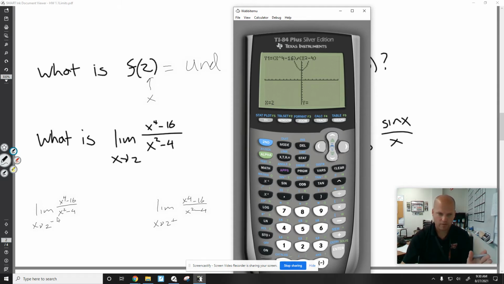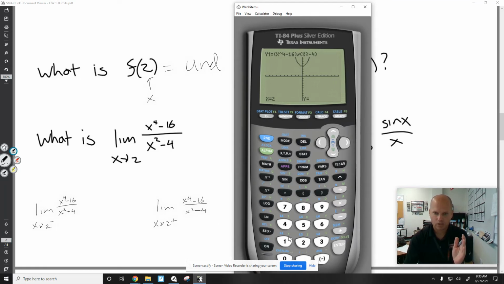If I was to get very, very close to 2, but be just to the left of 2, I'd be at an x coordinate like 1.99. And I can see I got this y coordinate 7.96. Well, I'm thinking that I'm going to be approaching a y coordinate of 8 right now. But to confirm, get closer. Okay, 7.996, getting closer to 8. Let's get closer.